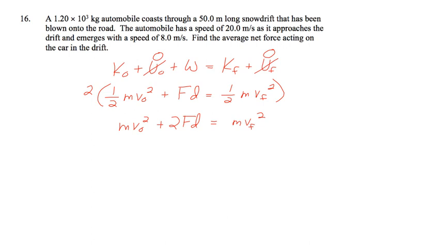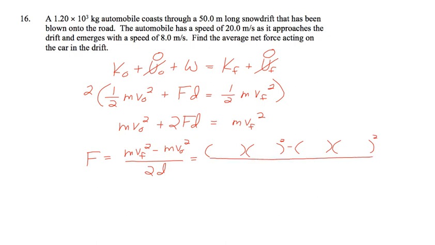And so if we rearrange this equation to solve for F, I'm going to be moving this term to the other side, and then I'm going to be dividing by the 2 and the d. So that's going to be F equals m v_f squared minus m v_o squared, divided by 2d. So just plug in the numbers and you'll have the answer. m v_f squared minus m v_o squared, divided by 2d.